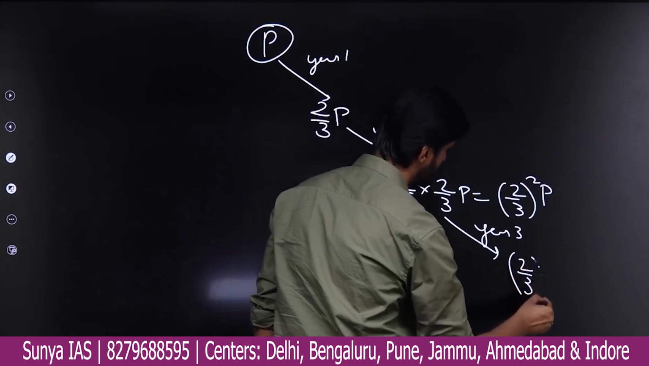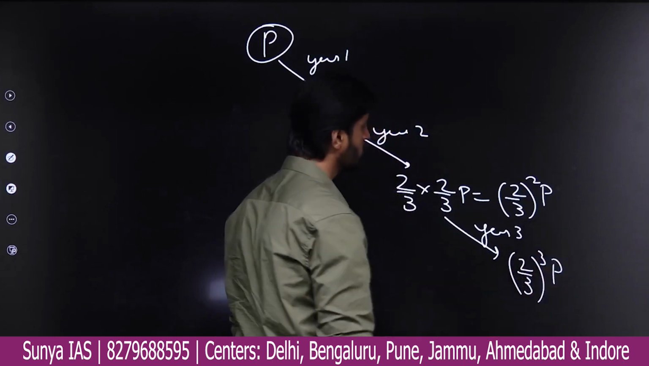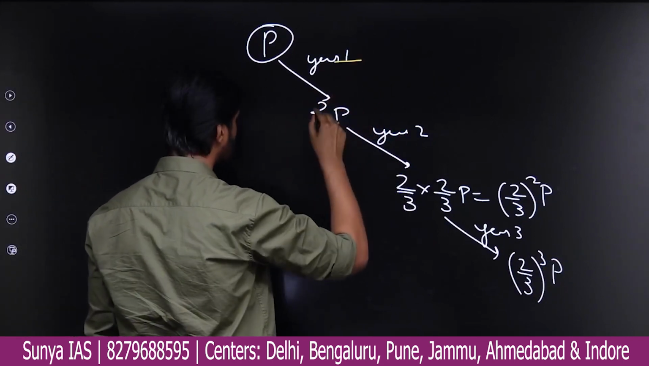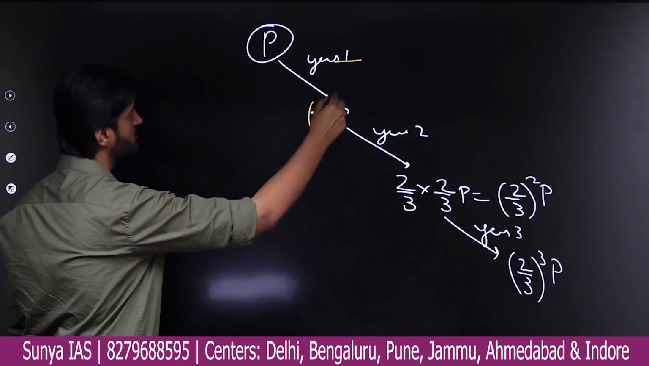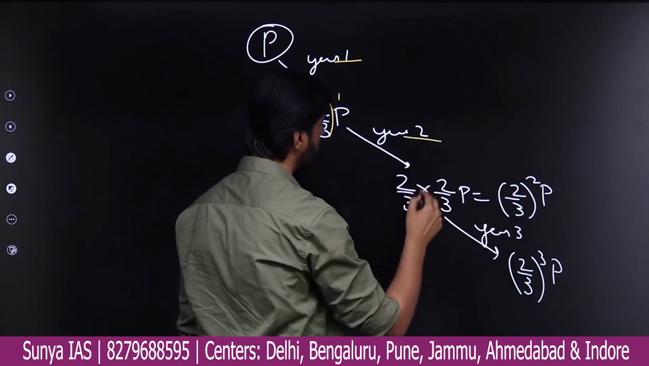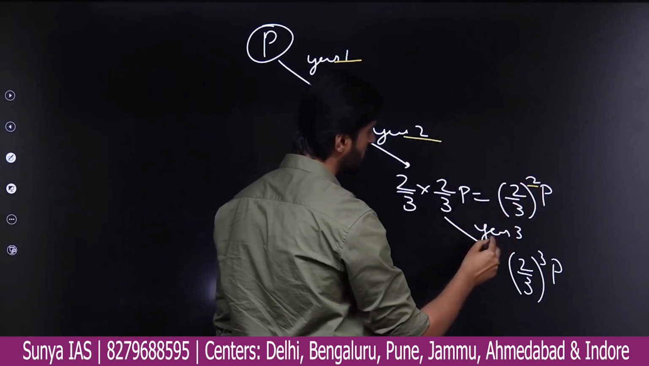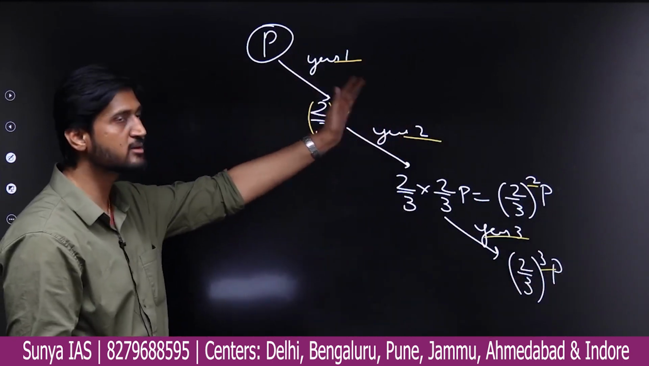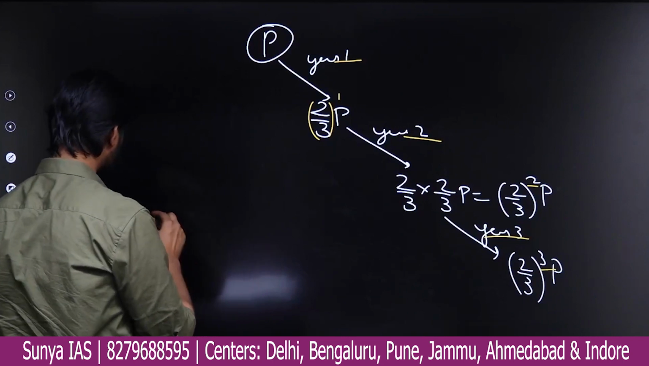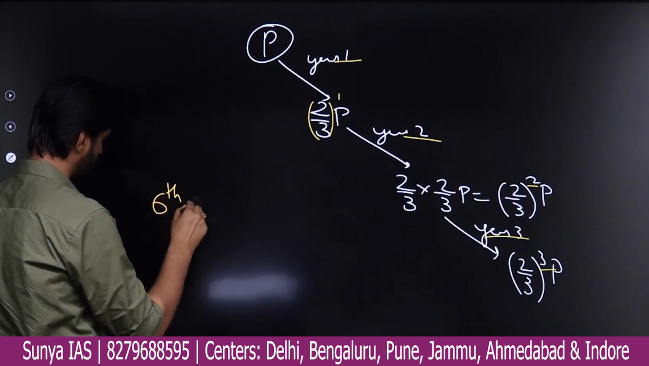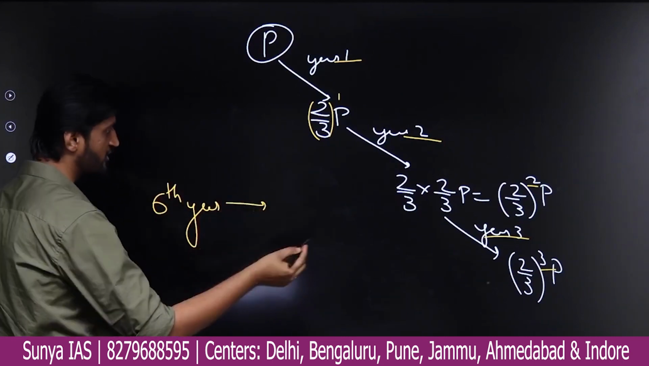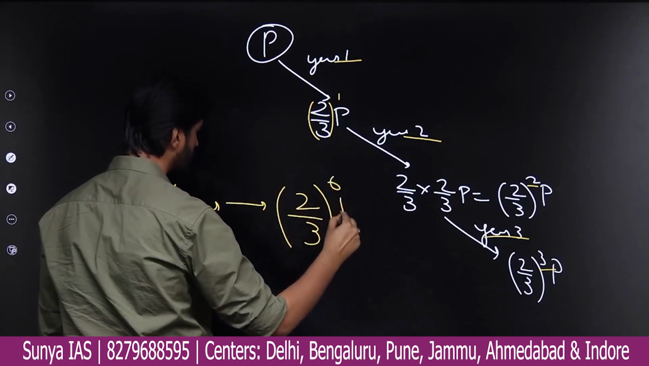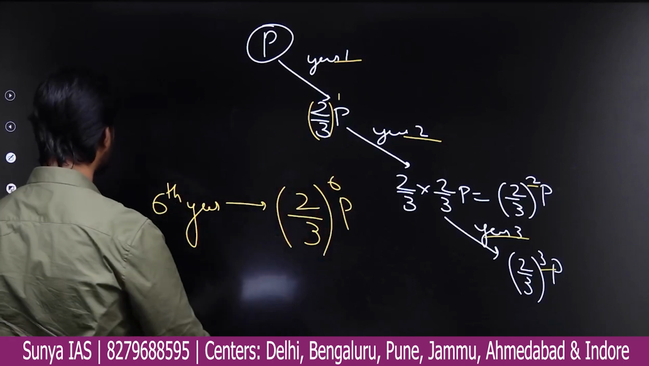(2/3) cube P. So as you can see, if the year is year 1, you have 2 by 3 to the power of 1. Year 2, you have 2 by 3 to the power of 2. For year 3 it is 2 by 3 to the power of 3. So you can simply understand that in 6 years, during the 6th year, the population left over will be (2/3) to the power of 6 P. And that is what he is asking you.